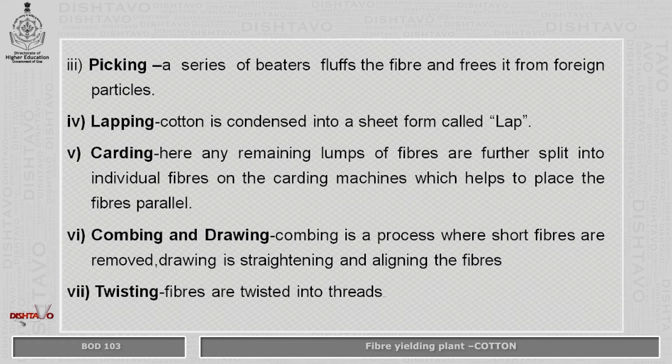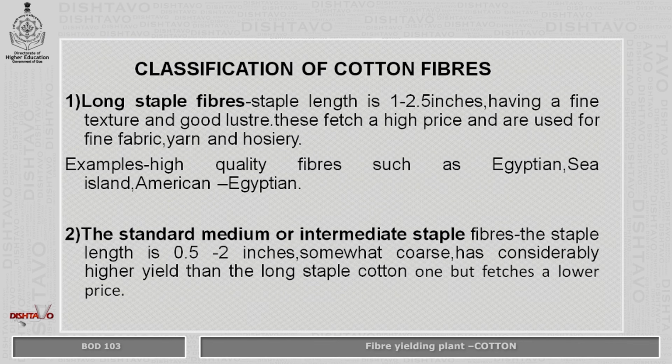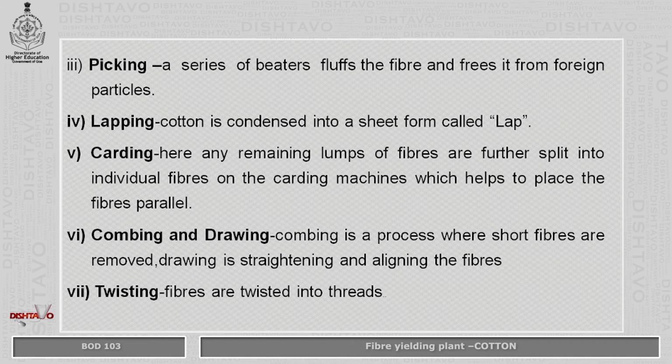Fifth, carding. Here, any lumps of fibers are further split into individual fibers on the carding machines, which helps to place the fibers parallel. Sixth, combing and drawing. Combing is a process where short fibers are removed, and drawing is straightening and aligning the fibers. And seventh, twisting. Here the fibers are twisted into threads. So this was the process of harvesting and extraction.